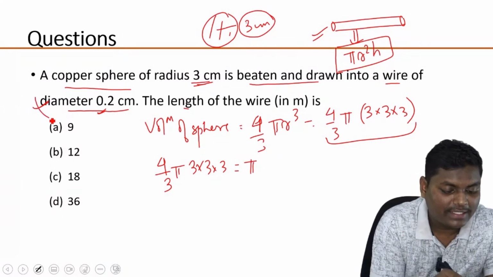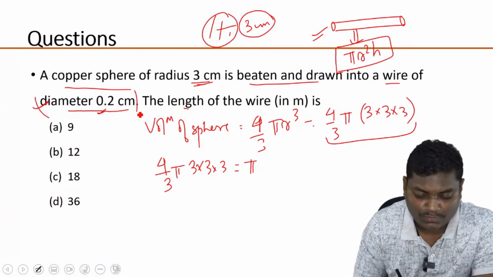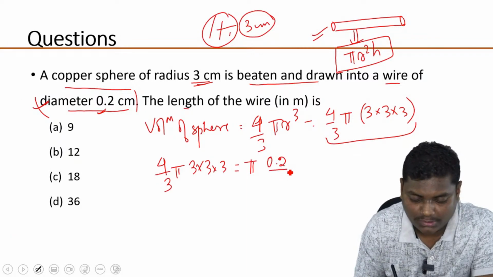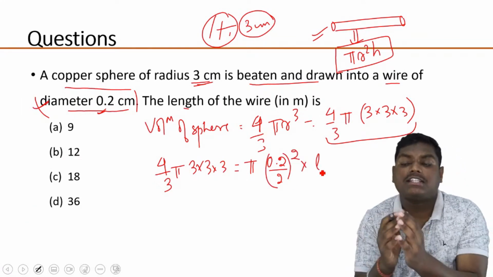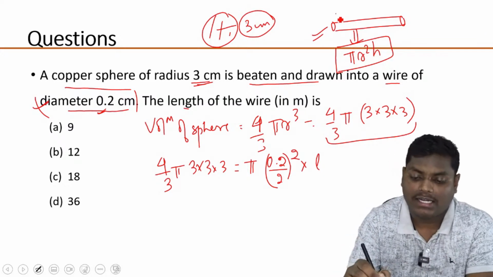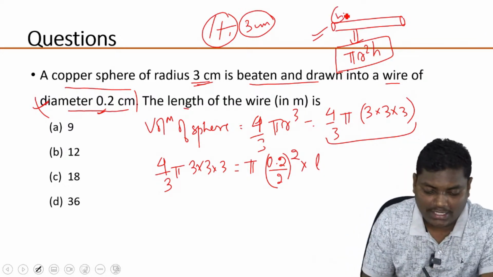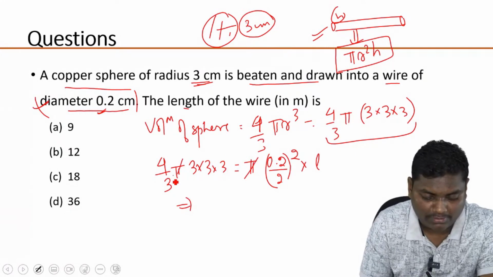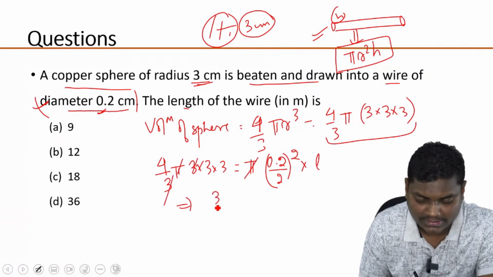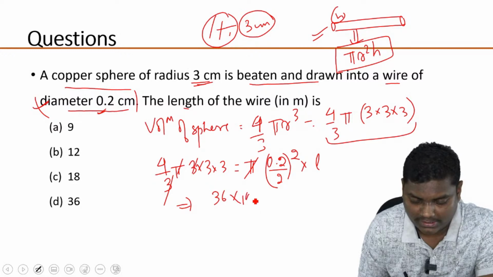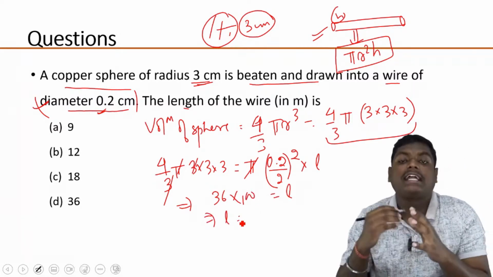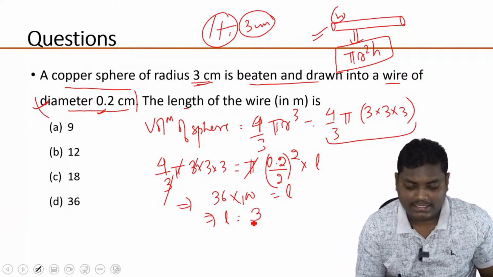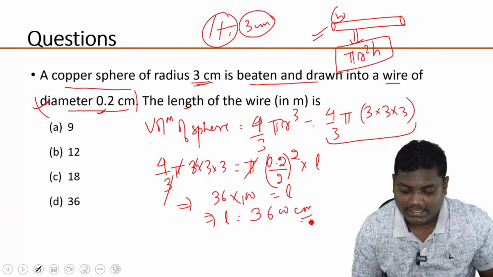What is the diameter they are saying? The diameter is 0.2, so the radius is 0.2 upon 2, squared, times h. So this length we need to find. The height can be transformed into the length, L. If you solve it, pi will cancel out, 3 will cancel out, 36 upon 100. So the length that we'll be getting is 3600.